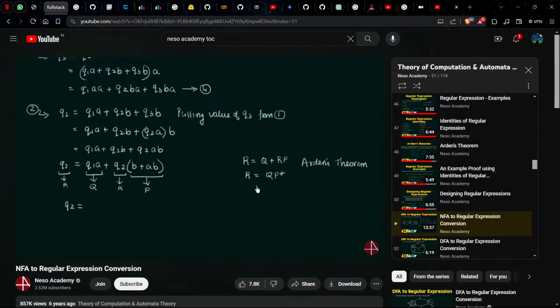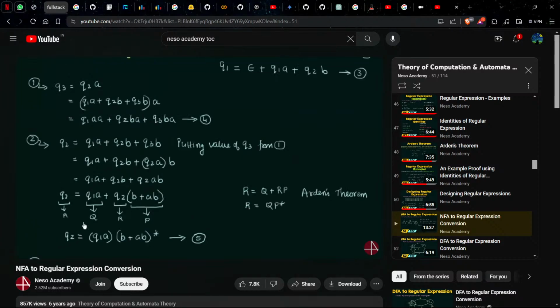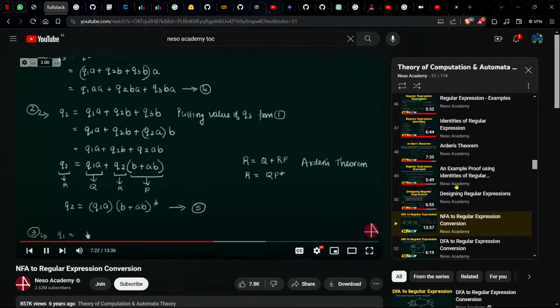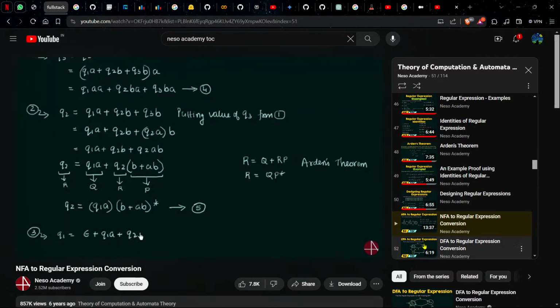So let me write it here: R is Q2, and QP star. What is Q? Q1A. And P is B plus AB, this whole term is P, so P star is B plus AB star. I will call this equation number 5. So we have solved and simplified Q2. Now let us take our equation 3, which was Q1. Let us write it over here: Q1 equal to epsilon plus Q1A plus Q2B.